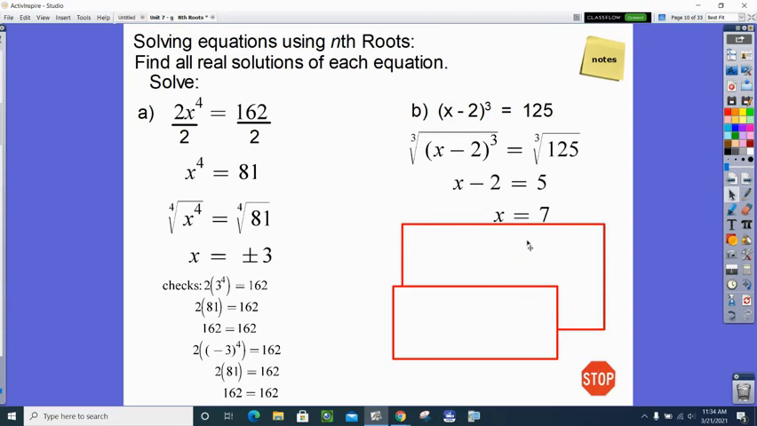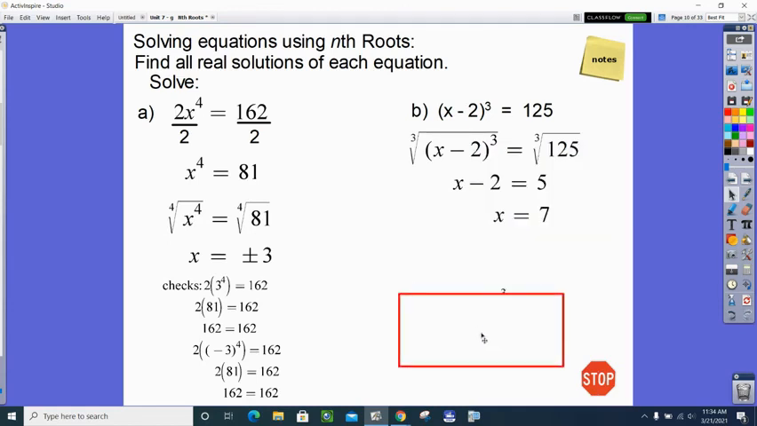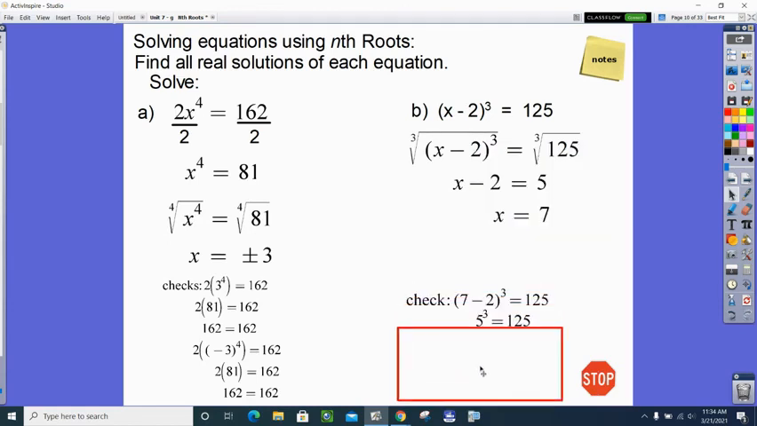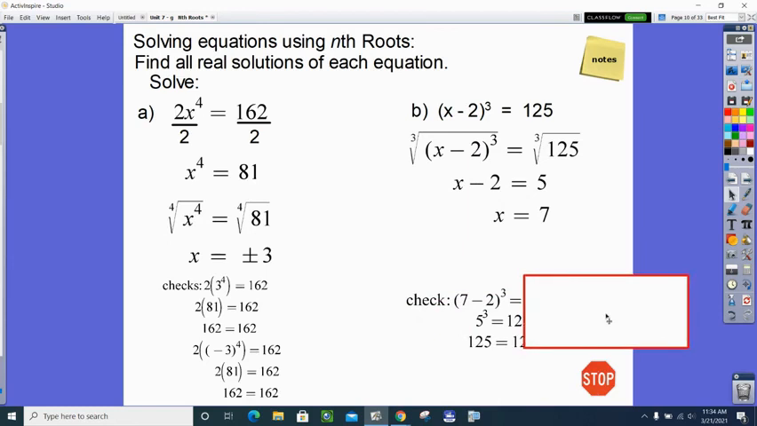Do you believe it? Well, let's check it. Put 7 back in the original for the x. Do you get 125? Well, 7 minus 2 would give me 5, and 5 to the third is 125. So we can actually solve much more complicated equations understanding how roots undo exponents.